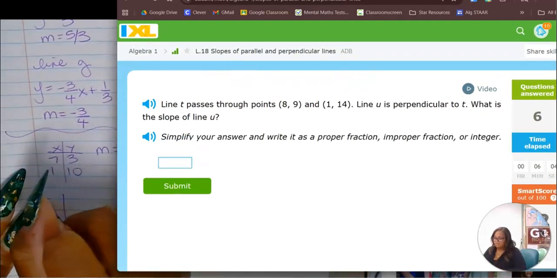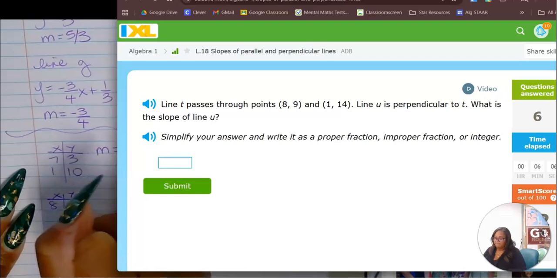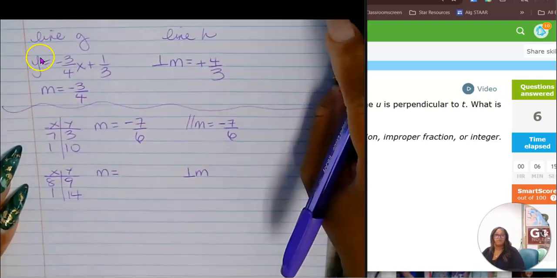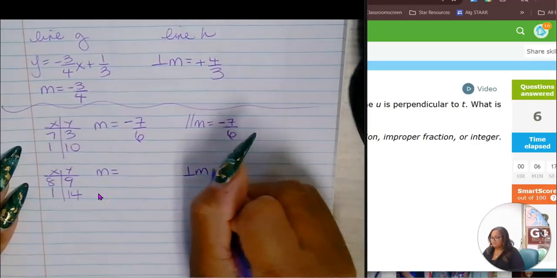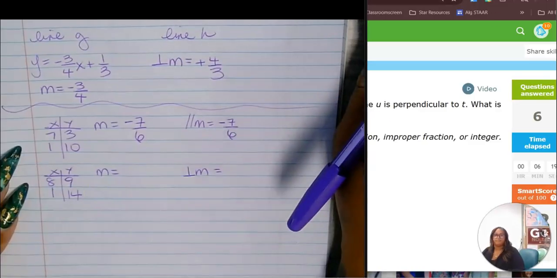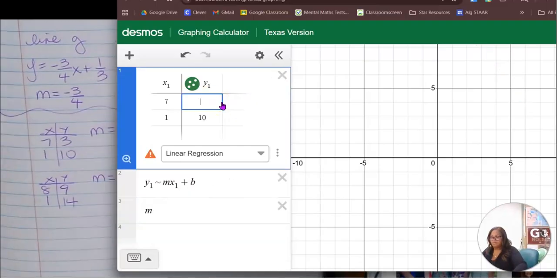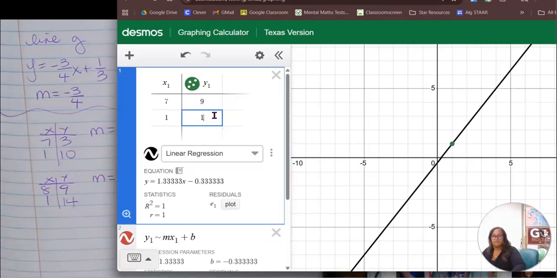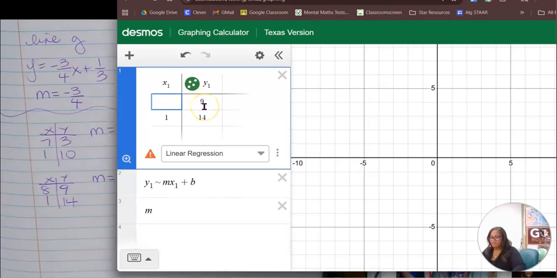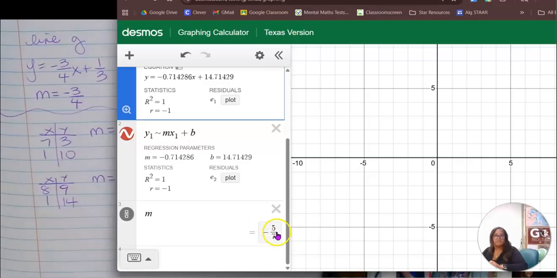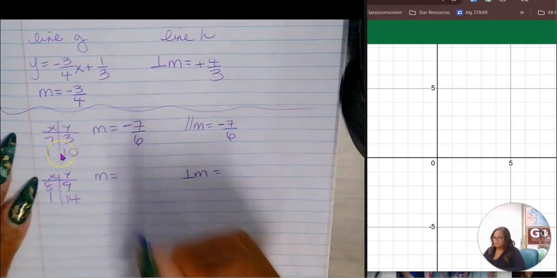8, 9. And 1, 14. Slope, perpendicular slope. Here's what I have written down. Come back to Desmos. Change your points. 9, 14, 8, and 1. My slope is negative 5/7.